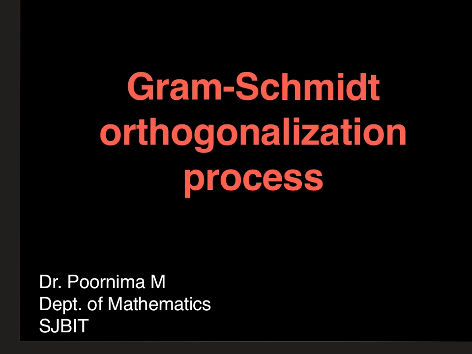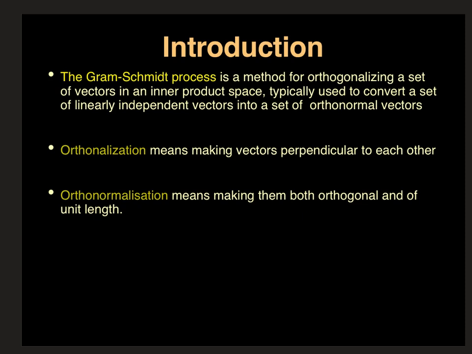Today we will explore what the Gram-Schmidt process is and how it works. The Gram-Schmidt process is a method for orthogonalizing a set of vectors in an inner product space. In simple words, it is used to convert linearly independent vectors into a set of orthonormal vectors. So what is orthogonalization? It means the vectors we have are perpendicular to each other. Orthonormalization means making them both orthogonal and of unit length.